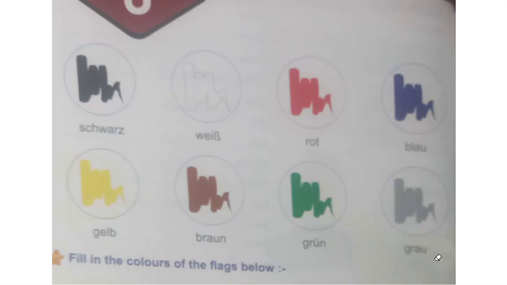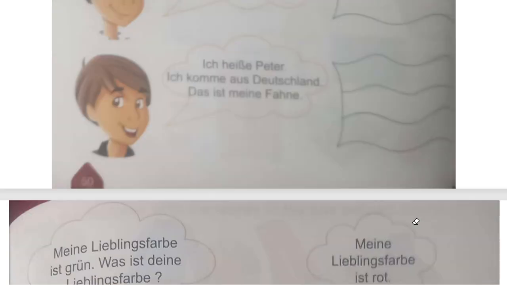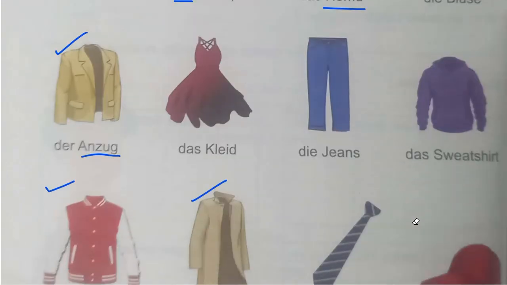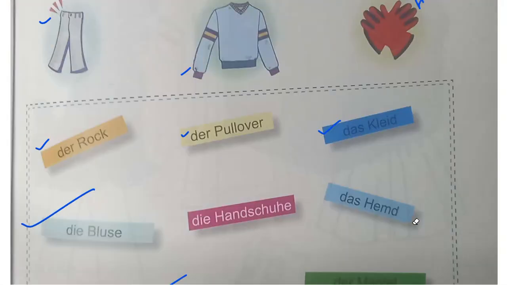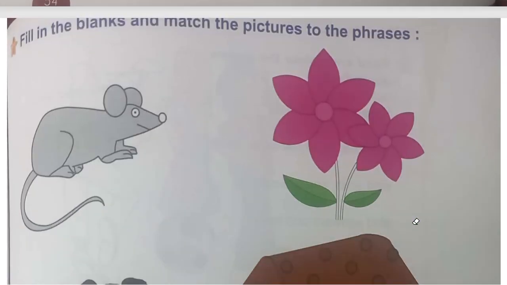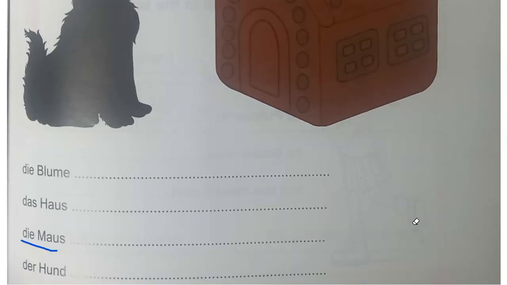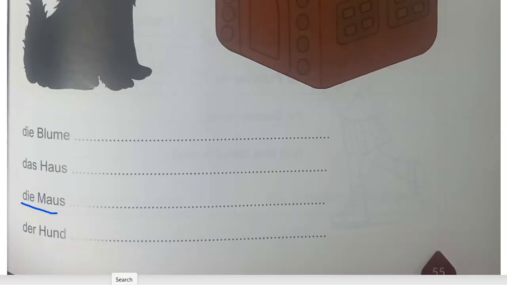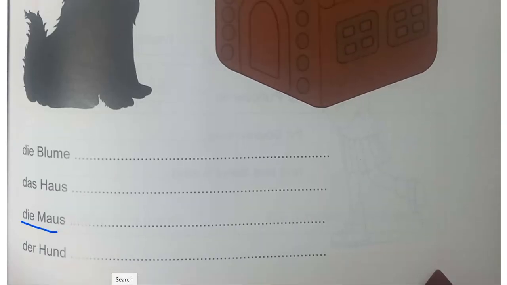So we'll simply come back and take a quick look, kind of like a revision. Schwarz is black, Weiss is white, Rot is red, Blau is blue, Gelb is your yellow, Braun is your brown, and Grün is your green. So we had done all this. Yep, come back here. So the mouse is grau.